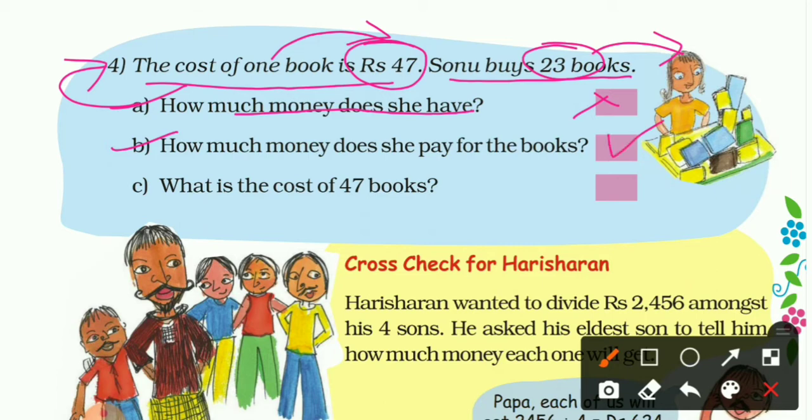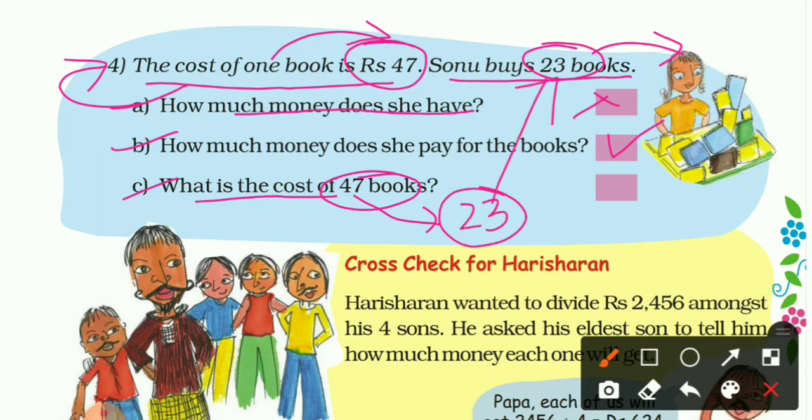Okay, how much money will she pay for the 23 books, or all the books? Yeah, it may be correct. And why is C not correct? Let's see. What is the cost of 47 books? In the place of 47, here it should be written 23 books, because in the question the number of books is 23, not 47. Actually, 47 is the rate or price of one book. So in this way option C and option A are wrong and option B will be correct.